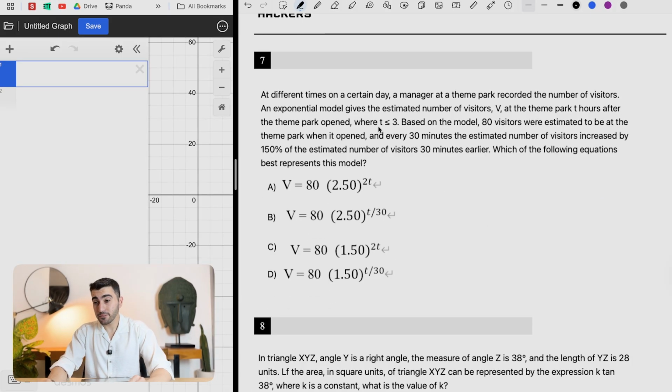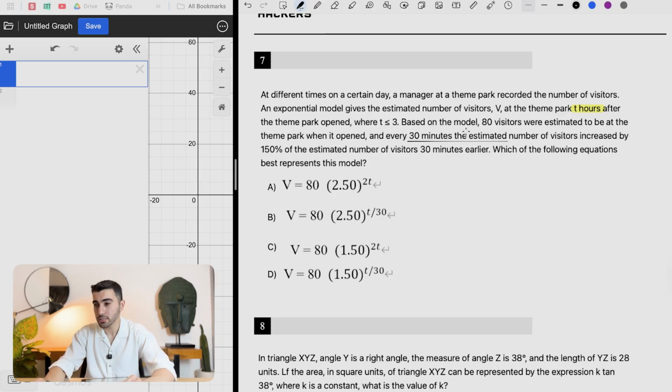The question says, at different times on a certain day, a manager at a theme park recorded the number of visitors. An exponential model gives the estimated number of visitors v at the theme park t hours after the theme park opened, where t is less than or equal to 3. It is very important that you read the question carefully, that here it says t is in hours. Sometimes they give you t in hours and they ask in minutes. The number that is given, actually here it's every 30 minutes. Yeah, this is that question.